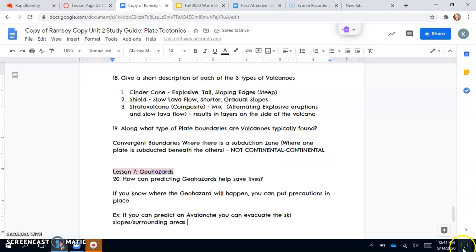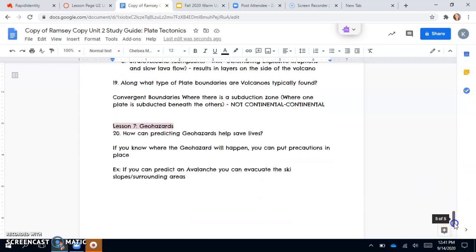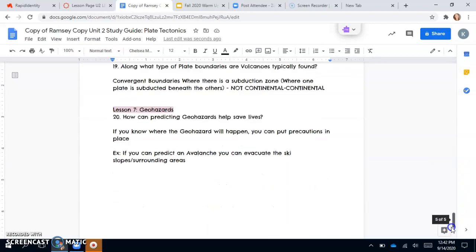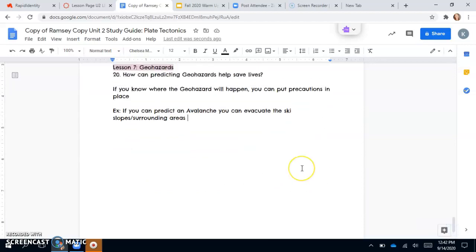So really the name of the game of the geohazards was just to know each one and what the consequences of the geohazards were, and then how predicting them would be able to save lives. Okay. So that's it for your Unit 2 study guide review. If you have any questions, let me know. You guys should spend your time reviewing these answers and also reviewing your Unit 2 quiz as you prepare for your test, because as always, your quiz is basically a preview of your test, so that would help you immensely.